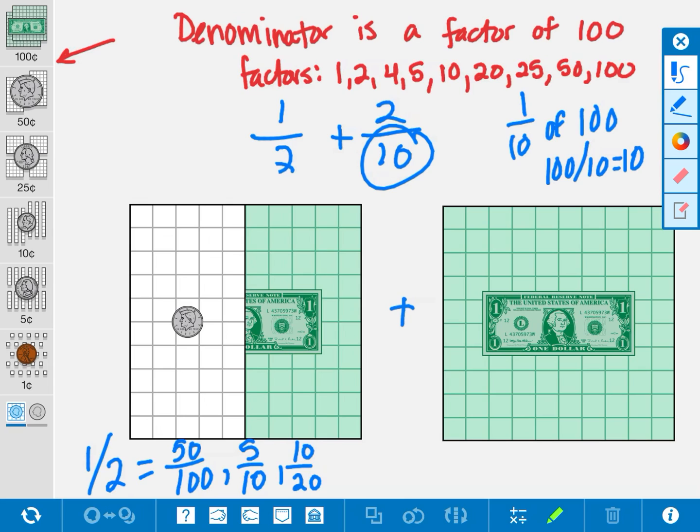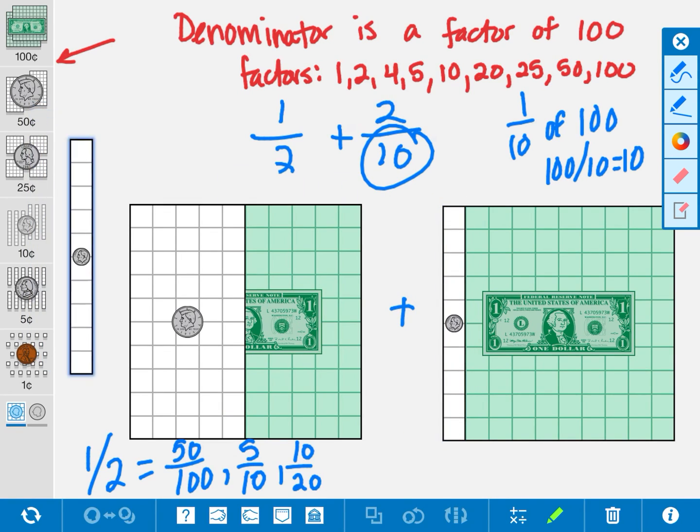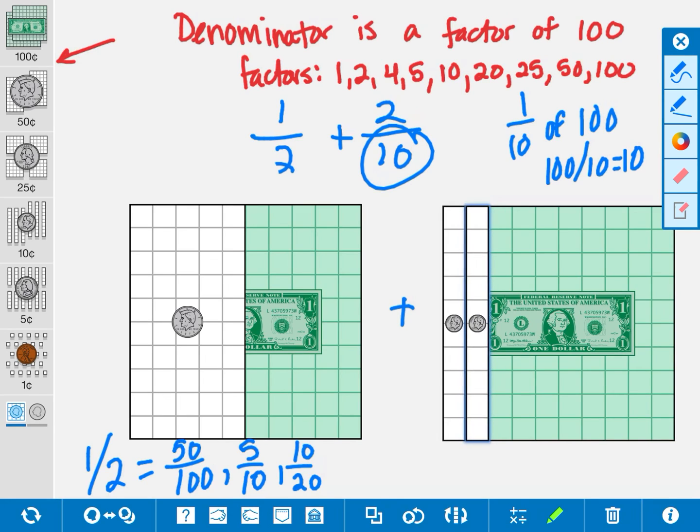As you can see here, there are 10 rows. Right? 10 rows of 10 pieces in each row. So I'm going to be using dimes for this. And we know that 1/10 equals 10. So that is going to be 1 dime. But my question is asking me for 2/10. So I will need 2 out of 10 rows colored in. So I need 2 dimes.